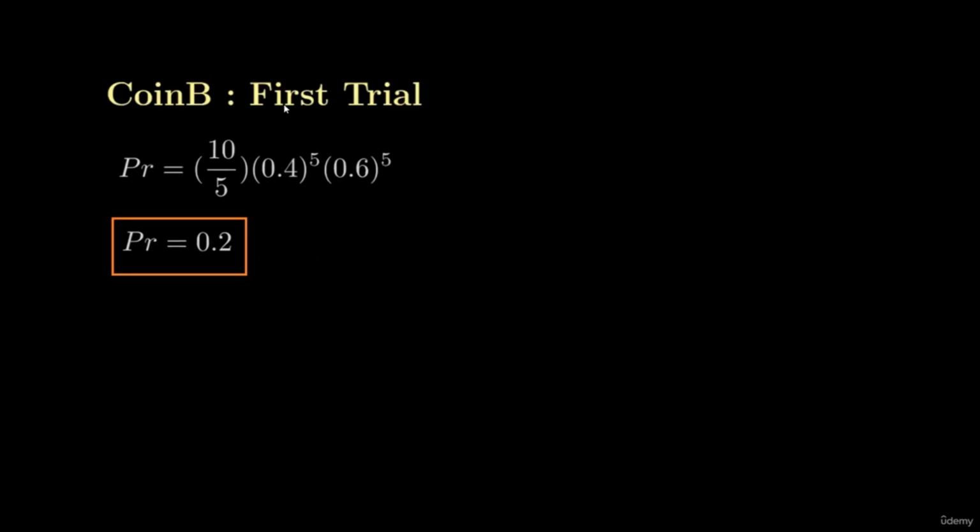Now for coin B, we will repeat the same. For coin B, again, the estimate values are different. For coin B, the probability of getting tail, which is the successful event, is 0.4, and the probability of getting head is 0.5. So if we solve all these values, which are obtained from the binomial theorem, we will get the probability of 0.2.